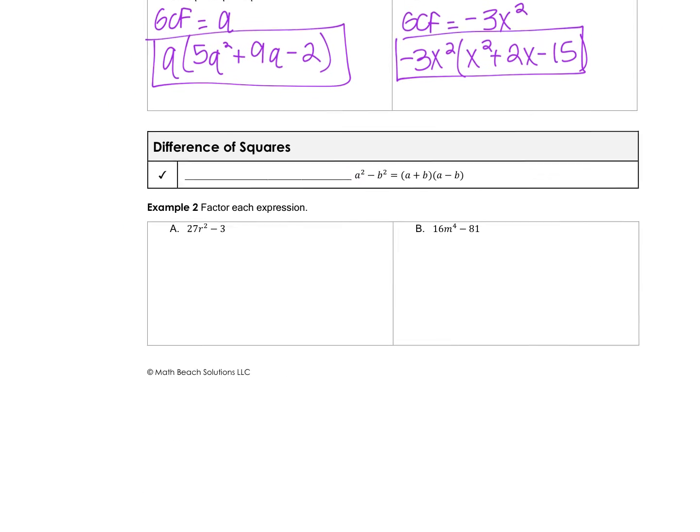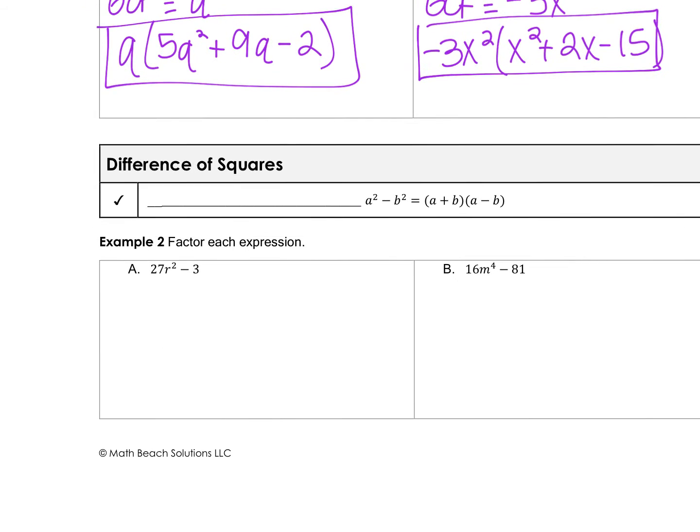Okay, next part. Difference of squares. So difference of squares means you're subtracting. Squares meaning perfect square numbers. So a perfect square number would be a 4, a 16, a 9, things like that. So any number multiplied by itself. So 1 times 1 is 1. 1 is a perfect square. So 2 times 2 is 4. 4 is a perfect square. 3 times 3 is 9. 9 is a perfect square. So you're going to have to be able to recognize a perfect square number.